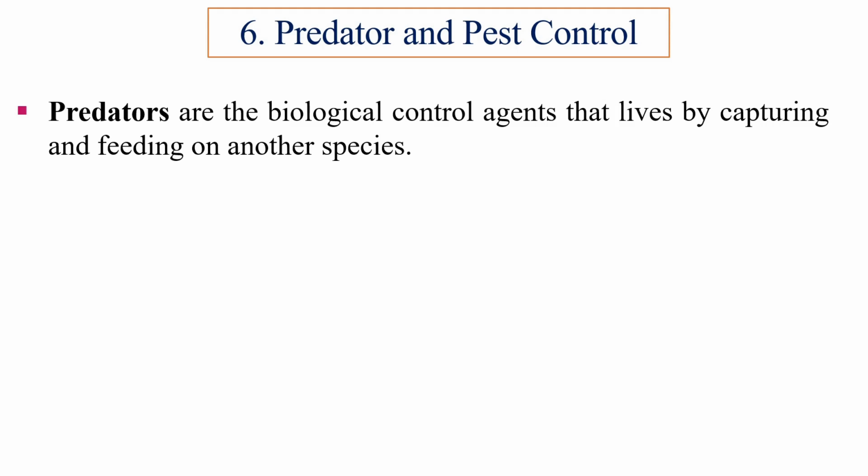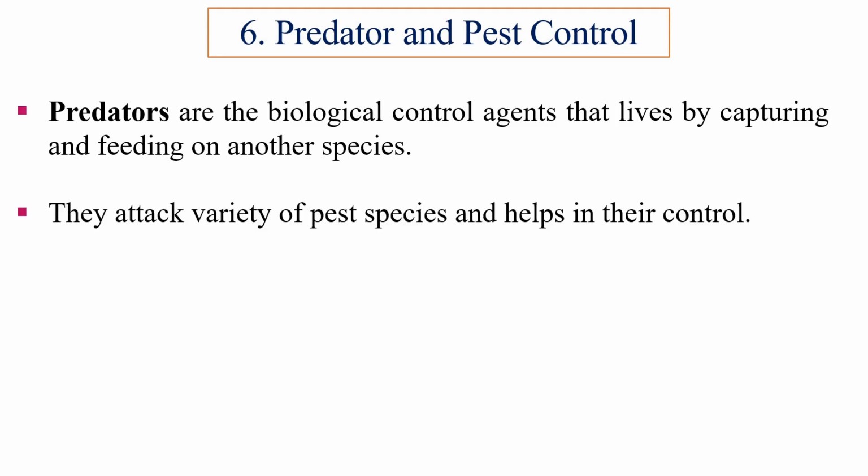The next threat to biodiversity is predators, which control the pests. Predators are the biological control agents that live by capturing and feeding on another species. They are usually larger and more powerful than their prey. Most common predators attack a variety of pest species and help in their control.